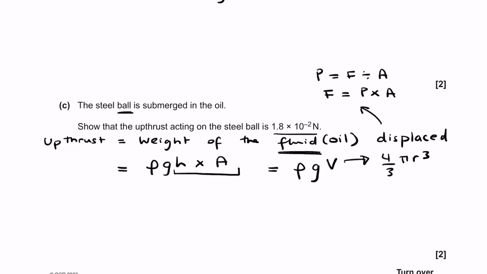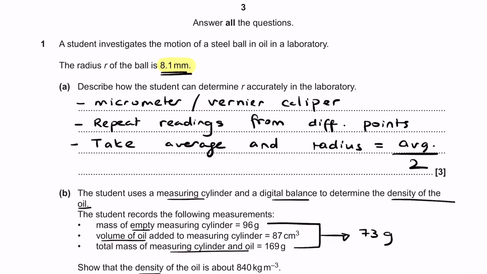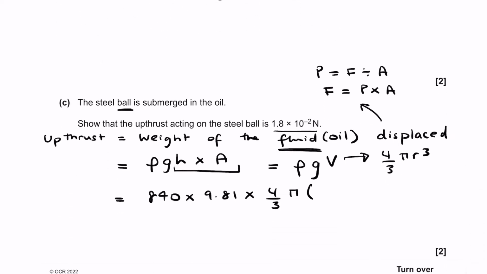So if I put everything now in the correct units into my formula, I would end up getting, so rho is 840 times g 9.81 times 4/3 pi r cubed. Now r is already given to us as 8.1 millimeters. So convert this into meters, okay, so 10 to the minus 3, and then cube that. So when you combine all these numbers together, you would end up getting an answer of 1.8 times 10 to the minus 2 newtons, and that's what we needed. So that's part C done now.